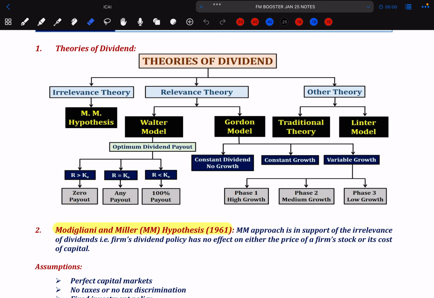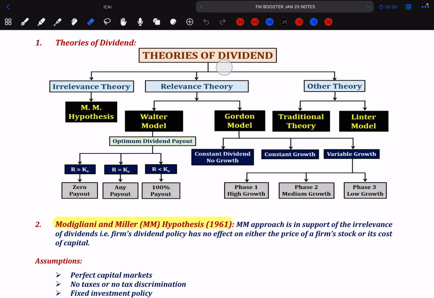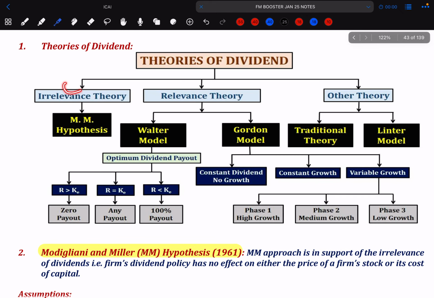Microphone is working. So hey guys, we'll study the dividend chapter today. Sorry, I'll study the dividend chapter today. And when it comes here, there are three types of theory: relevant, irrelevant, and the other type of theory.